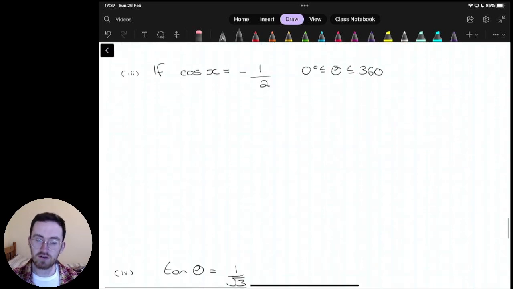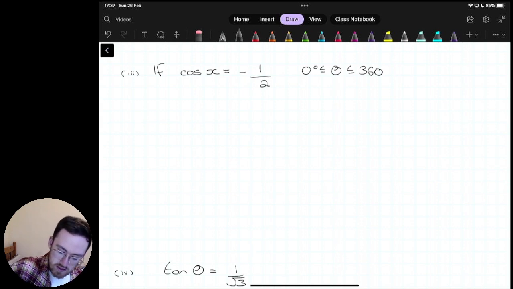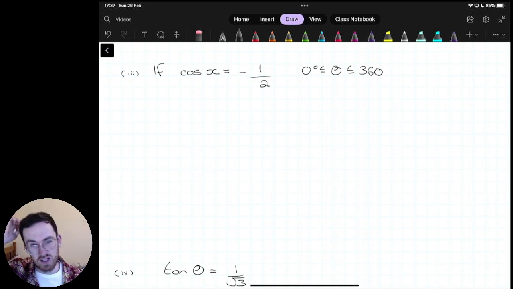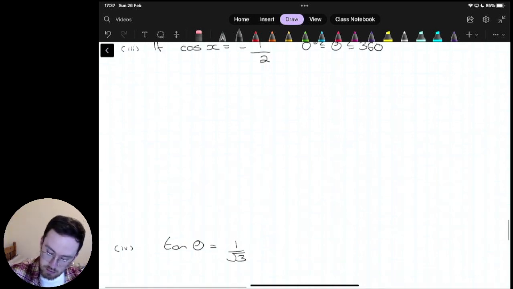Let's try another example. So cos of x is equal to minus 1 over 2, minus a half. So let's try this one. Same thing again. First of all, I need to look at the sign and see which section that's going to pop me in.